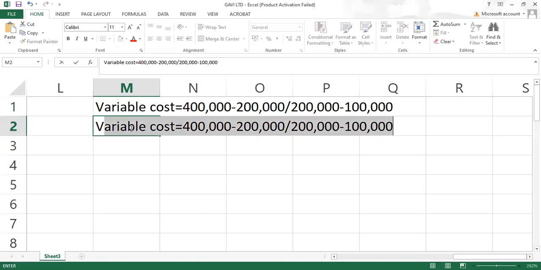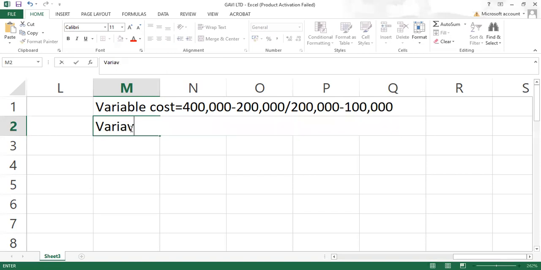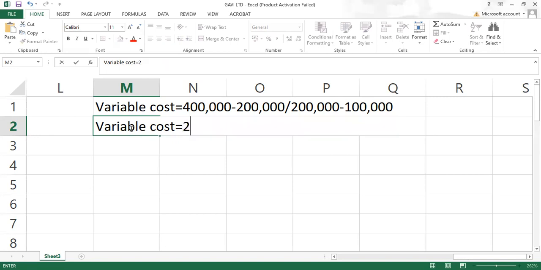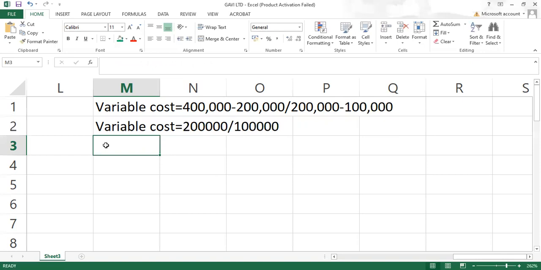So variable cost is 2 cedis per unit. Variable cost per material is equal to 200,000 divided by 100,000, and that will give us 2 cedis per direct material.